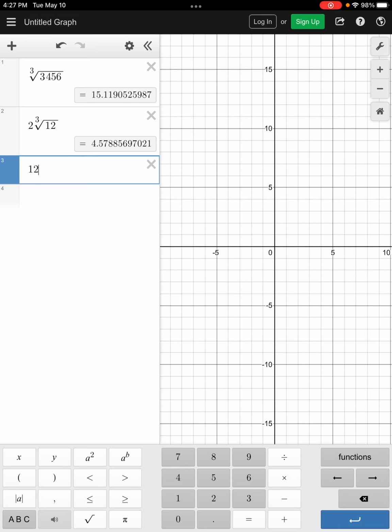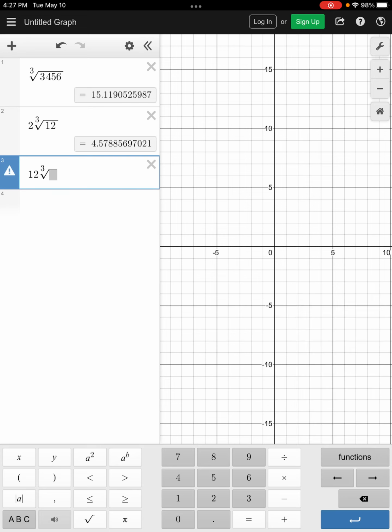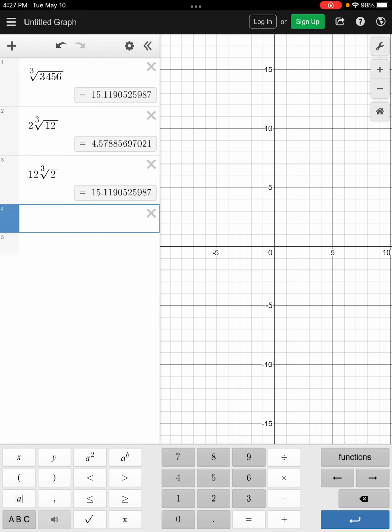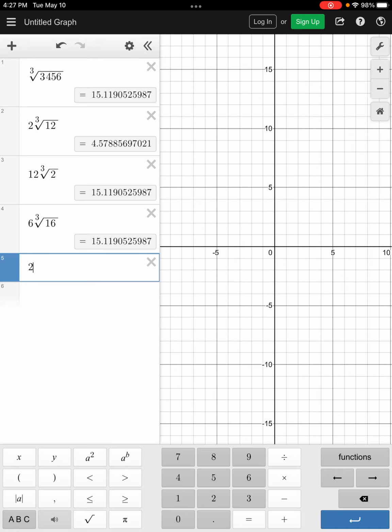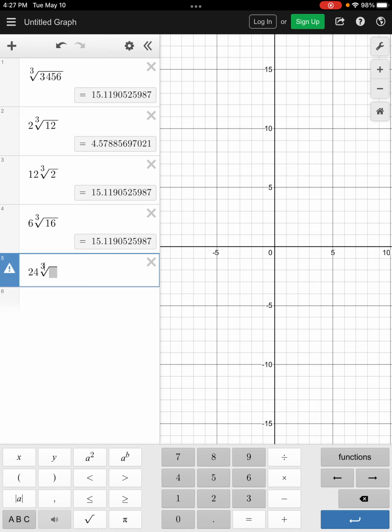Functions, cube root, all the way down to the bottom, the nth root. So 3, and then I need 2. All right, that looks great. Let's keep going though. So that's B. What about C? 6 nth root, all the way down, of 3, and a 16 inside. Uh-oh, that's the same answer. Let's look at the fourth one. 24 cube root 3 with a 6.